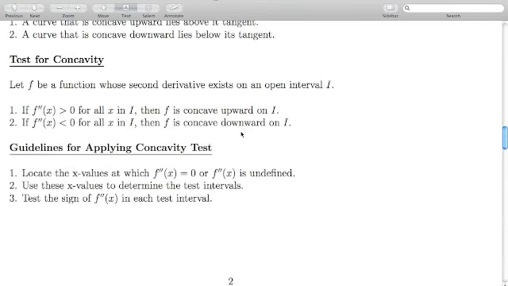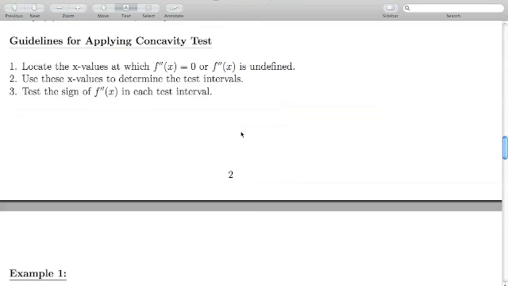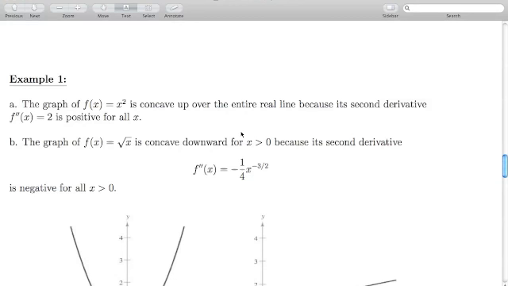Or f double prime is undefined. And then second, we want to use these x values to determine the test intervals, similar to what we've done in the past. And then last, we're going to test the sign of f double prime in each of these test intervals. Okay, so let's take a look at an example.